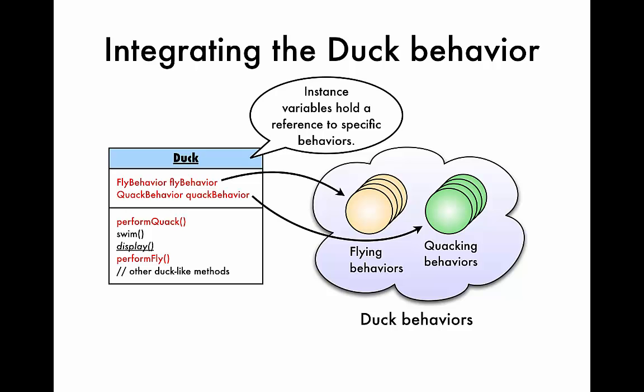In addition to these fields, we have two methods, perform quack and perform fly. The perform quack code simply uses the quack behavior object to call the quack method. In other words, it just calls quackBehavior.quack. And the perform fly method does something similar.